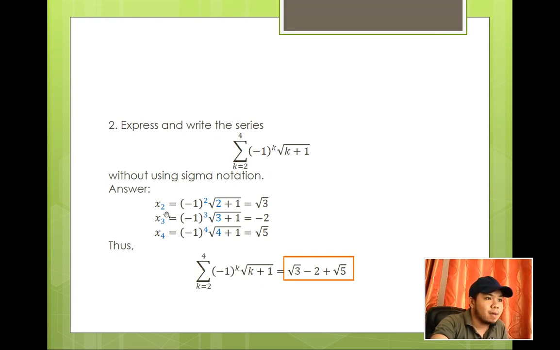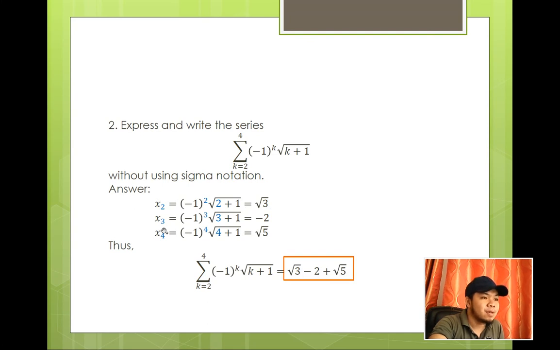So, x sub 1, x sub 2, x sub 3, x sub 4. Copy mo lang tong formula na to. So, substitute mo lang. Negative 1, so 2. Then, square root of 2 plus 1. So, simple lang naman yan. So, negative 1 squared magiging 1. Di ba? Then, times the square root of 3, the answer is square root of 3, kasi hindi siya perfect square.